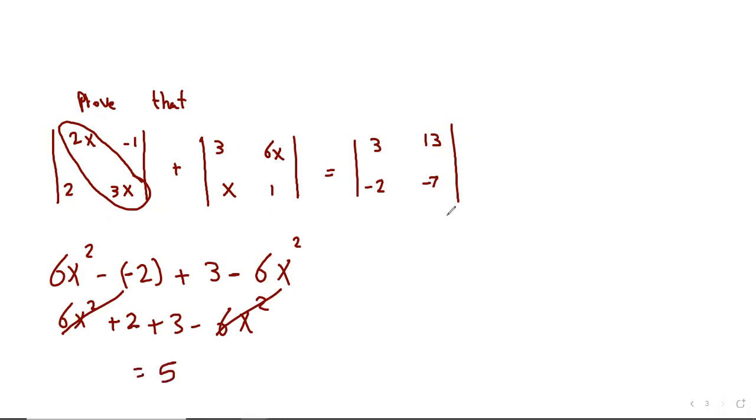The right hand side. 3 times negative 7 minus 13 times negative 2. 3 times negative 7, it's negative 21 minus 13 times 2, 26 will be plus 26 equals 5. So the left hand side is equal to the right hand side.